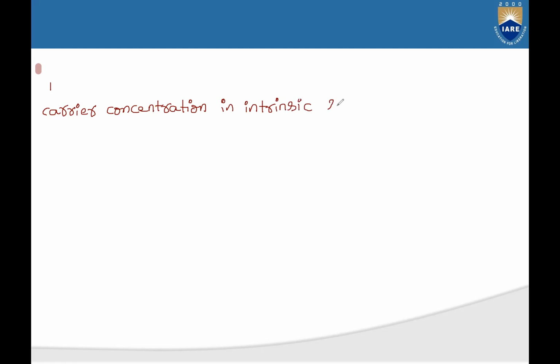Students, are you able to hear me? Yes, ma'am, audible. Okay. How have we defined carrier concentration? The number of charge carriers per unit volume, right? Here we said that in intrinsic semiconductors, the number of electrons and holes are the same. So first we tried to calculate the electron concentration. What is the expression we got for electron concentration?